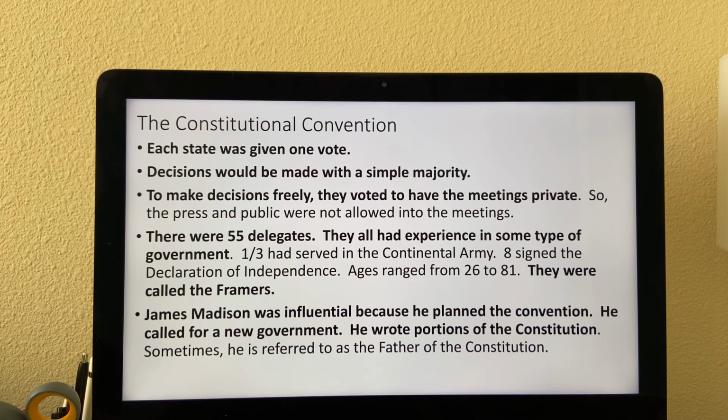So you have people like Benjamin Franklin, George Washington, Alexander Hamilton, Roger Sherman. These people are going to be very important as we go on. And these people are called the framers. When we talk about the framers of the Constitution, we are talking about this group of men. Now, it's important to understand that James Madison was also present, and he is very influential because it was his plan in the first place that came up with this convention, and he writes parts of the Constitution.